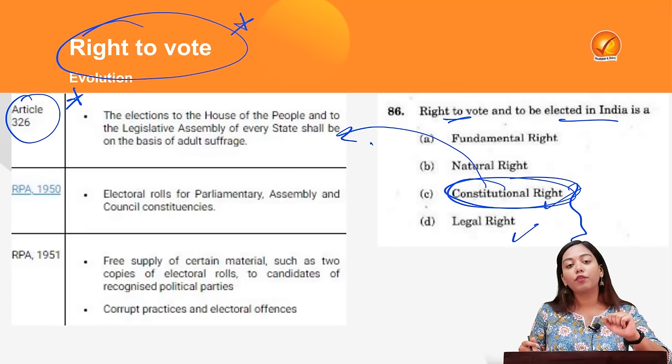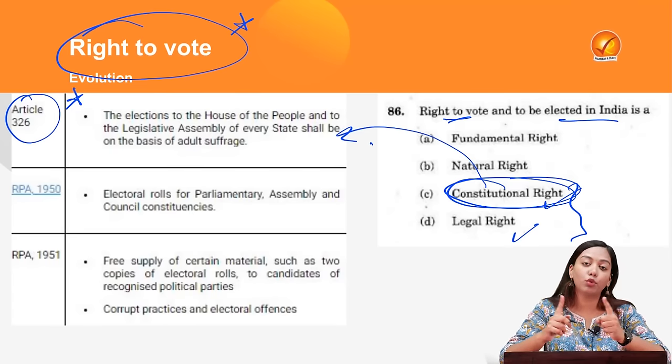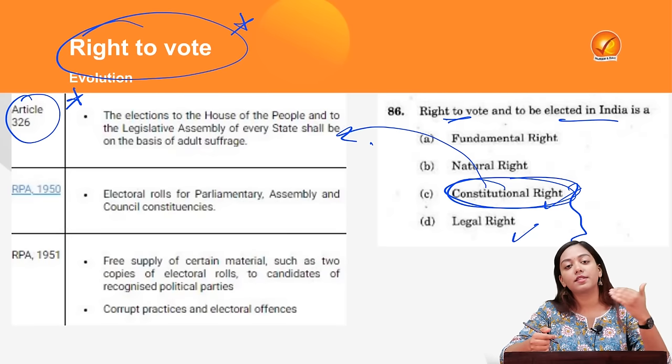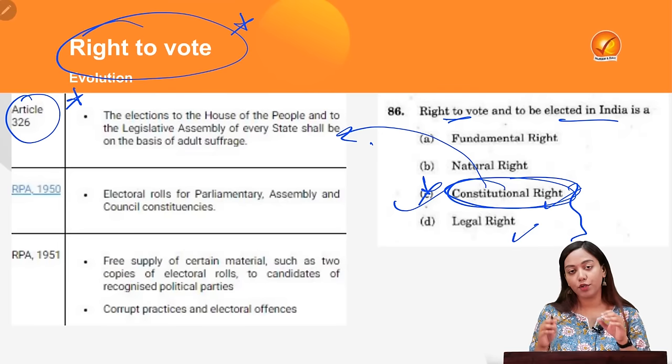But whenever you have to make a comparison between legal right and constitutional right, and you find the same article in both the places, you have to give it the better stature of constitutional right. So here the answer which UPSC considered correct was constitutional right.